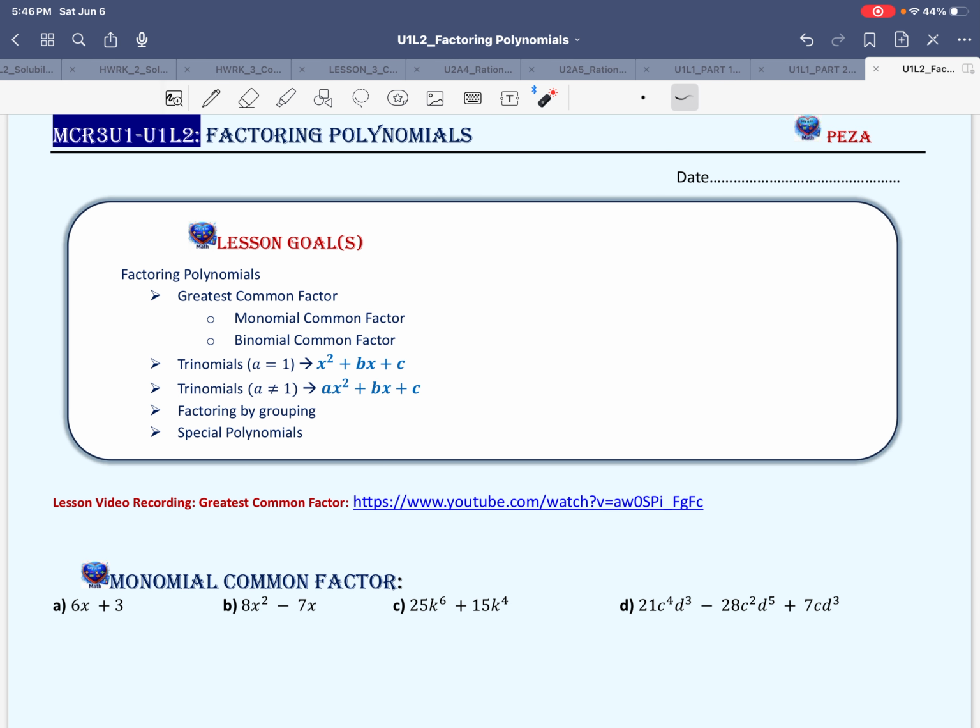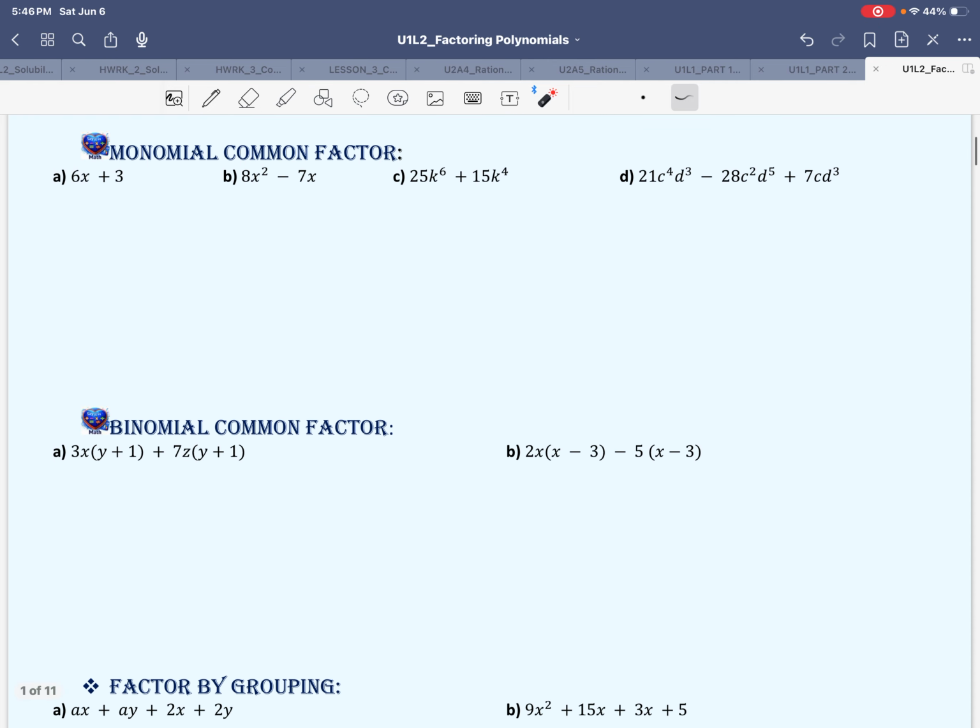But remember that our very first step will always be to take out the greatest common factor if possible. Sometimes the greatest common factor can be in monomial or in binomial form. And then we check and see what type of trinomial we have so we can select the correct strategy to factor. So we're going to start with the first example.